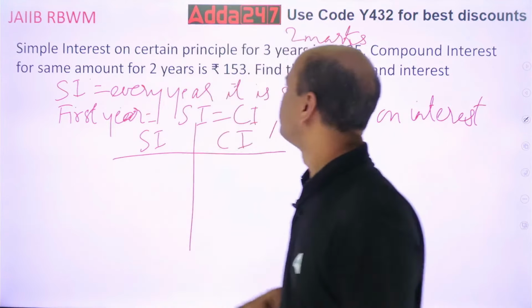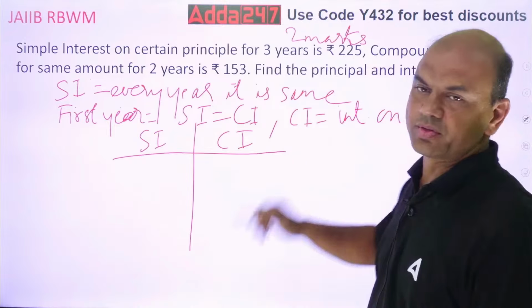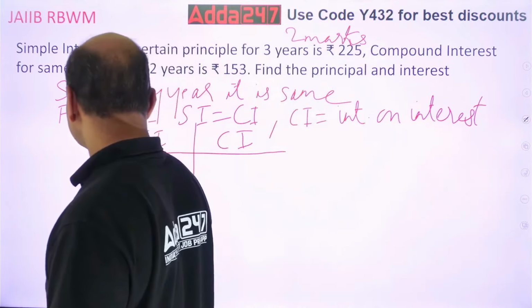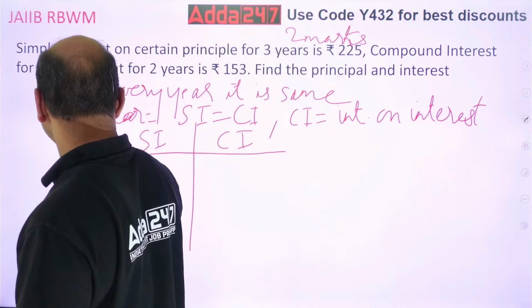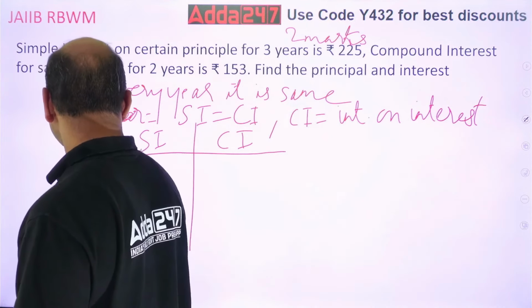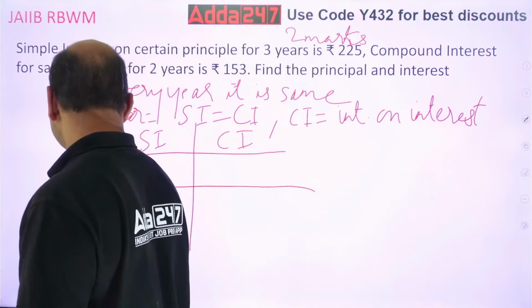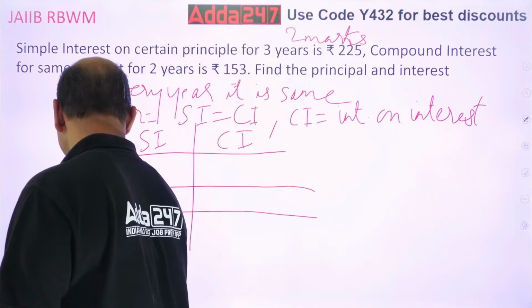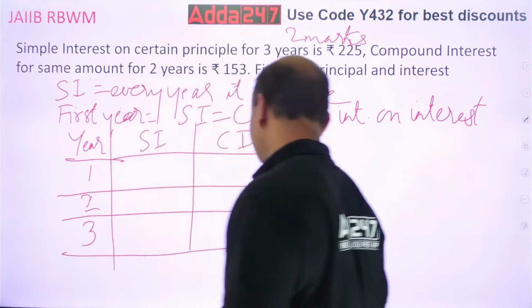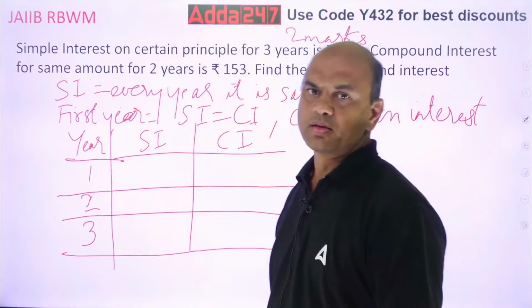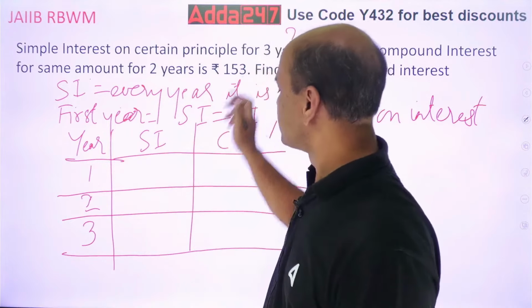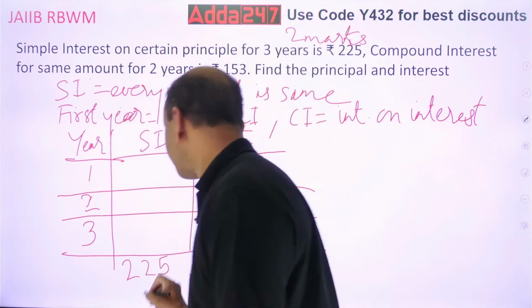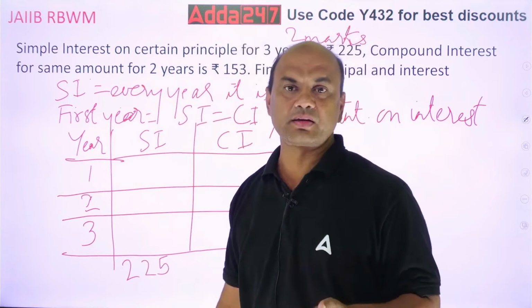What is given? Simple interest for 3 years is 225. For 3 years. So we'll write it here: 1, 2, 3. Okay, 3 years I have written. Total simple interest for 3 years is 225.